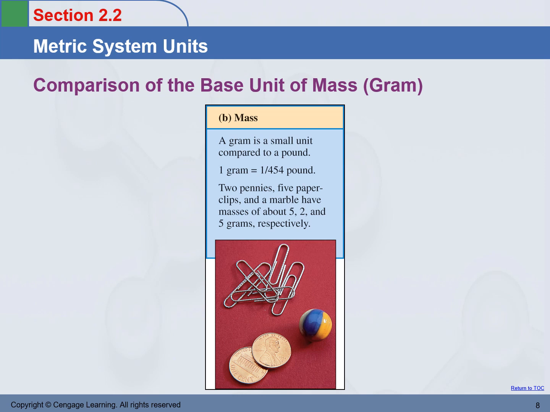Talking about the mass, the size of a gram is 1/454 pound. If that is not very clear, let's do it in a different way. Okay, 1 pound is 454 grams. So now you have a feeling about how much 1 gram is. It is relatively a very small unit.